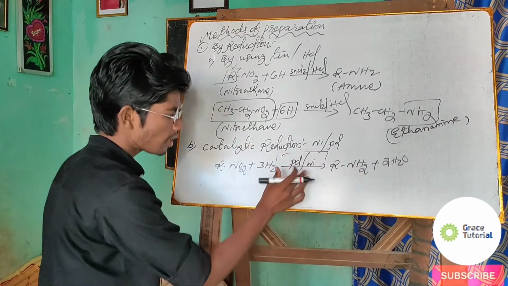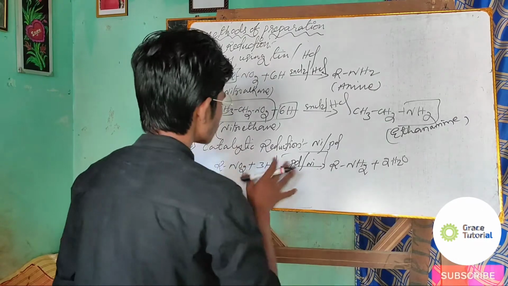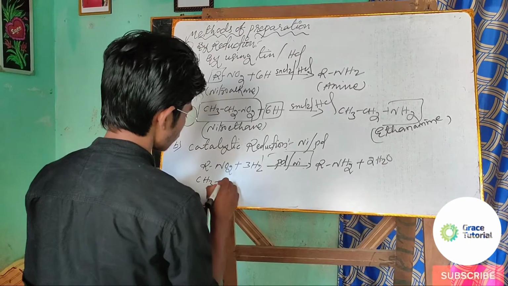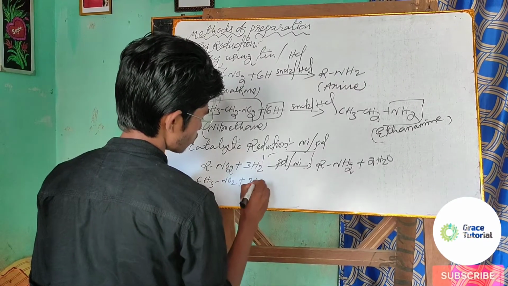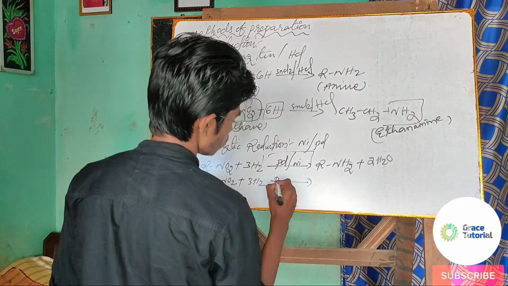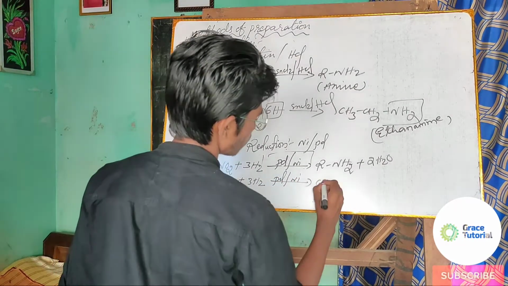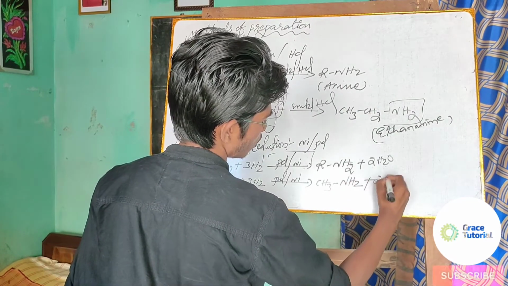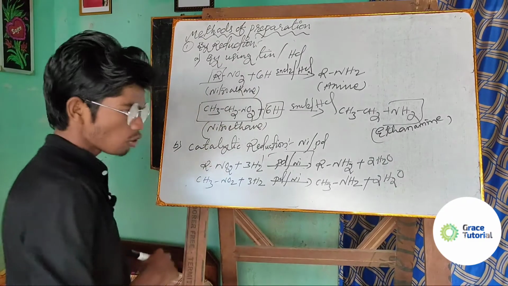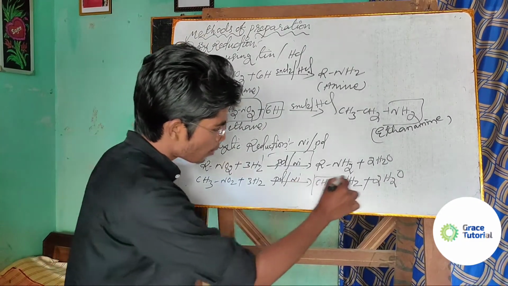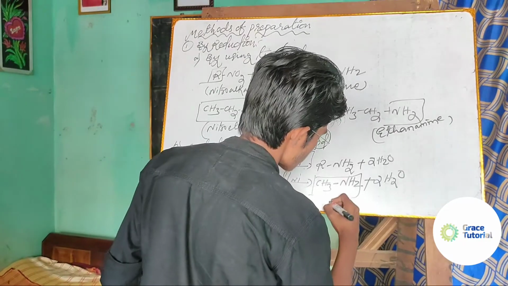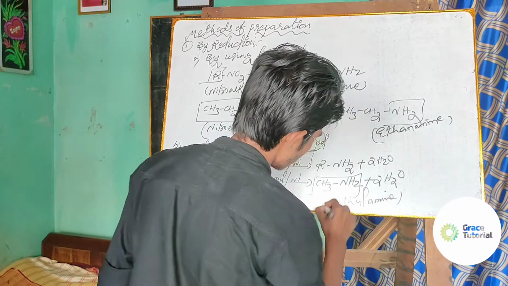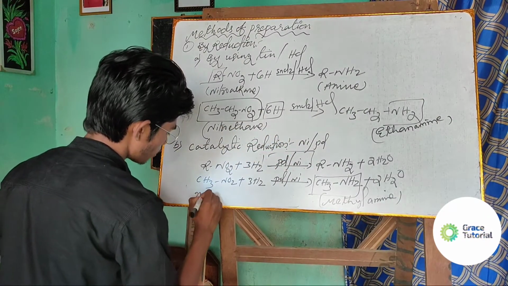But what is the agent I have taken? That palladium or nickel catalyst. So this is a catalytic reduction. Let's take this specific example, that is CH3NO2 plus 3H2, with palladium or nickel. So what is obtained? CH3NH2 plus 2 water. So the main product which is obtained here is methylamine. And this is nitromethane.